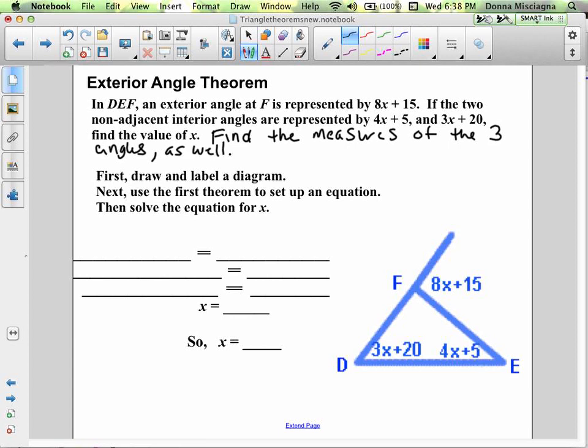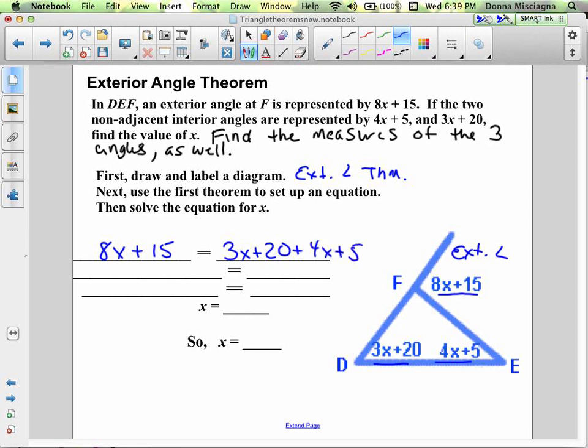Right, so we won't have to worry about drawing and labeling a diagram because it's already in your notes. This one is in your notes. It's at the bottom of the second page. And so now we're going to use our theorem to set up an equation. And that theorem is exterior angle theorem. So our exterior angle, and this is our exterior angle, 8x plus 15 is equal to the sum of these two non-adjacent interior angles. So 3x plus 20 plus 4x plus 5.